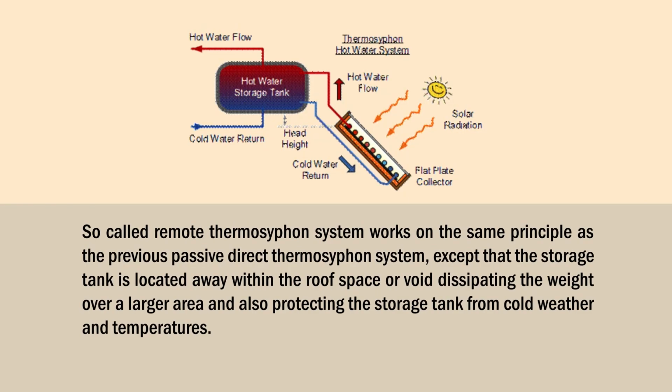The combined weight of the solar water collector, storage tank and water itself may be too much for the design of the supporting roof. When a passive solar water heater system is used for a bigger building than a house, such as a business or offices, there is often more than one storage tank for the heated water. So-called remote thermosiphon systems work on the same principle as the previous passive direct thermosiphon system, except that the storage tank is located away within the roof space or void, dissipating the weight over a larger area and also protecting the storage tank from the cold weather and temperature.